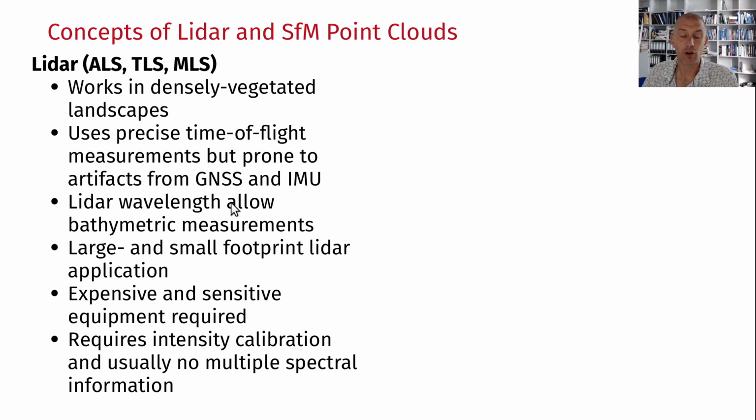Some LiDAR wavelengths also allow bathymetric measurements, and I'm certain we are going to hear much more about this from Dimitri. The advantage of LiDAR is that you can have a very small beam and a very large beam, and these are different applications specifically for vegetation remote sensing. Usually LiDAR devices and instruments are expensive, and they're also sensitive, which means you need to be careful with them too. Often LiDAR devices require some kind of calibration, or at least they need to be maintained very carefully.